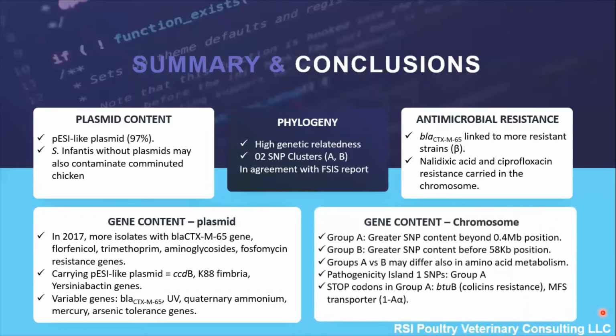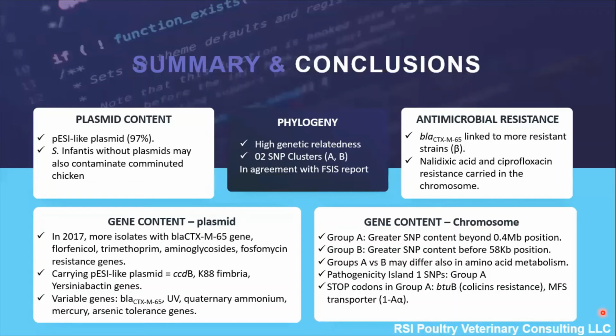The chromosome gene content analysis was based on the study of the differences in gene mutations. Phylogenetic groups A and B differ in the chromosomal location of gene mutations. In addition, groups A and B may differ in their amino acid metabolism and in the presence of mutations in genes of the Salmonella pathogenicity island 1.